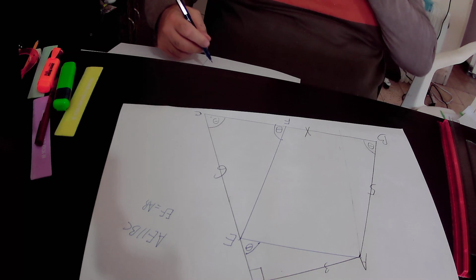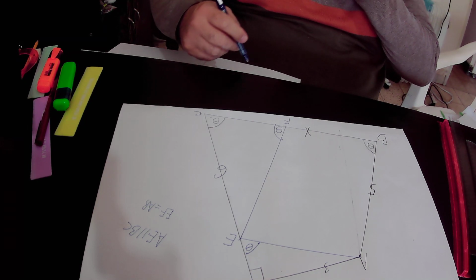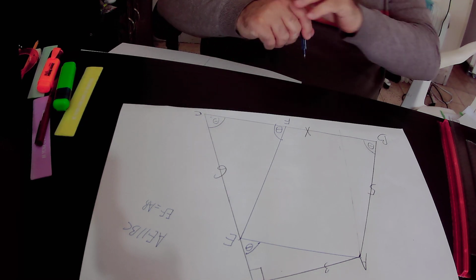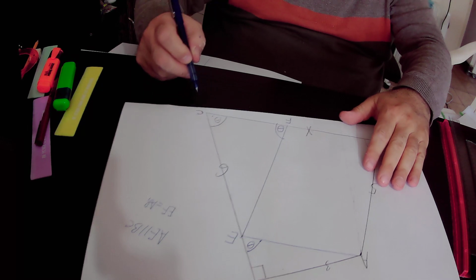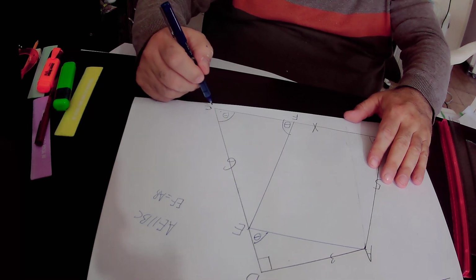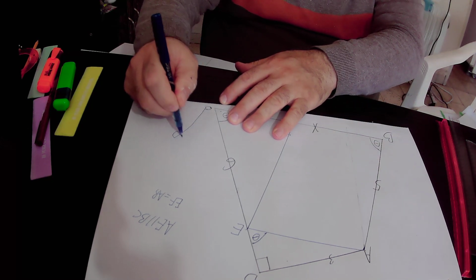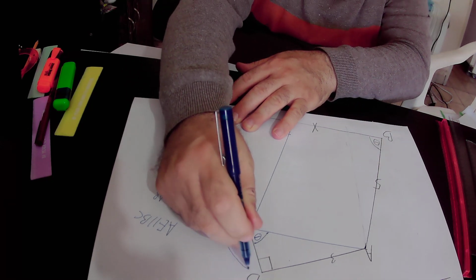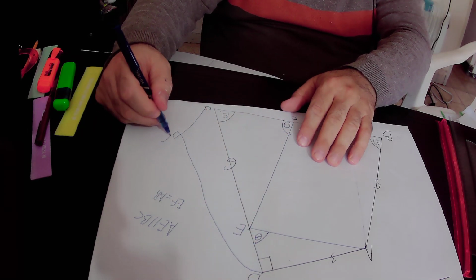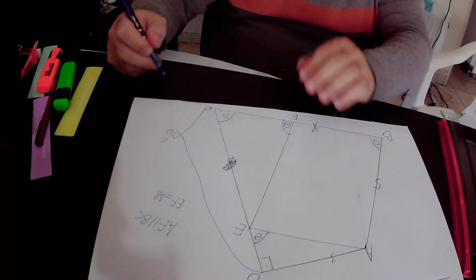And here we know that DC is equal to 6 units. So DC equals 6 units according to what is given in the question, okay?